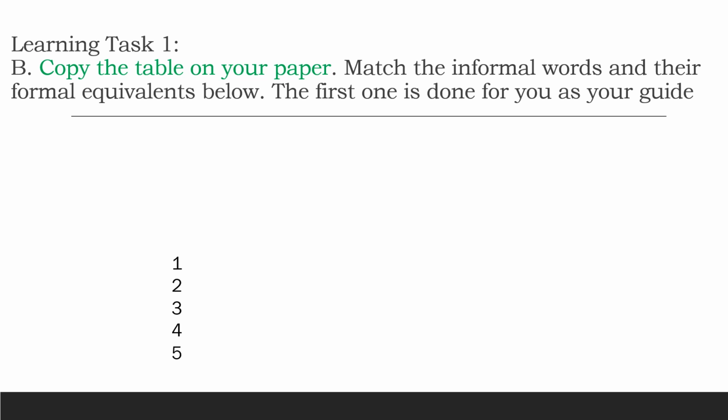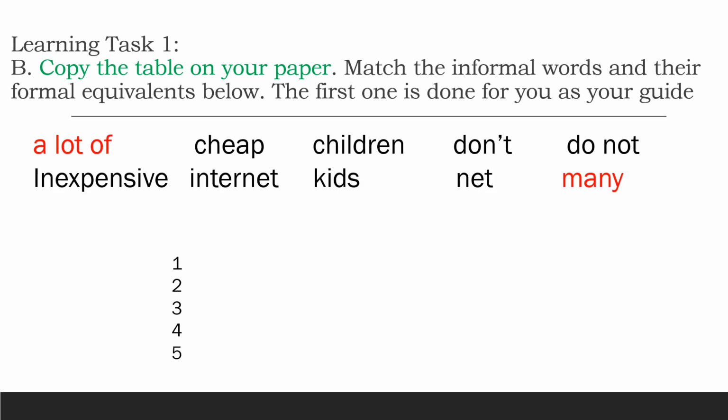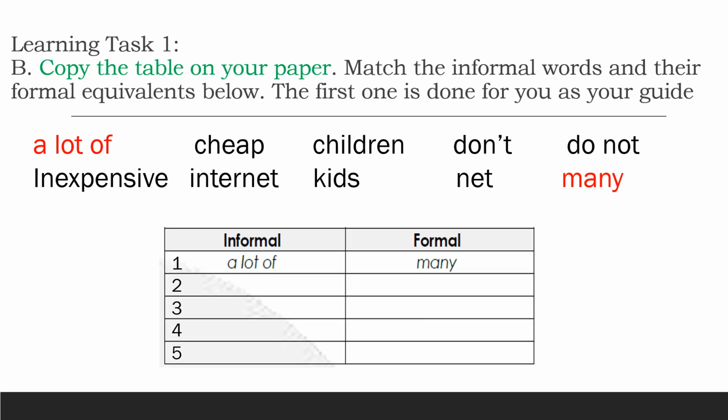Okay, we have learning task 1, letter B. Copy the table on your paper, match the informal words and their formal equivalents below. The first one is done for you as your guide. So here are the informal words, and here is our table. So itong nasa taas here, these are your choices. Ima-match mo lang siya. So we have here number 1. Ang informal daw ay a lot of. Para maging formal, simply say many.